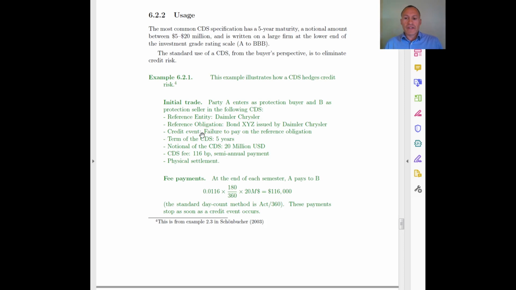There is a credit event that is specified. Let's say it's failure to pay on that specific bond. And then the insurance contract, the CDS, lasts for 5 years. We write the contract on a notional of $20 million, and we agree that the price, the CDS fee, is 116 basis points, so 1.16%, with semi-annual payments. And then we specify that if something happens, if there is a credit event, then there is physical settlement, right? So how does this work?